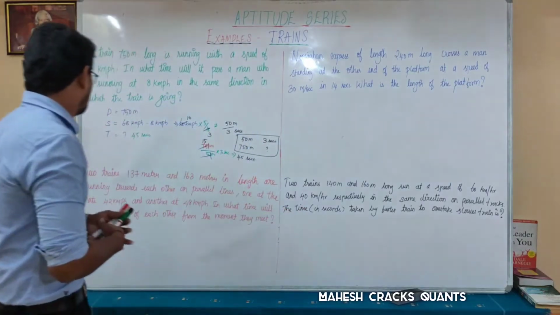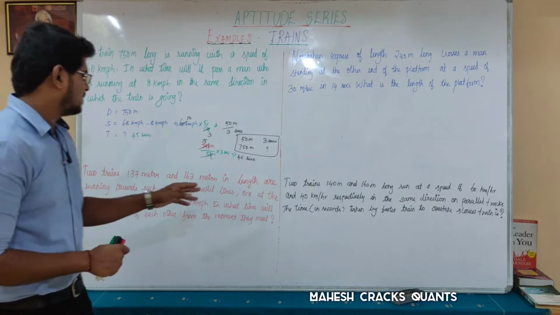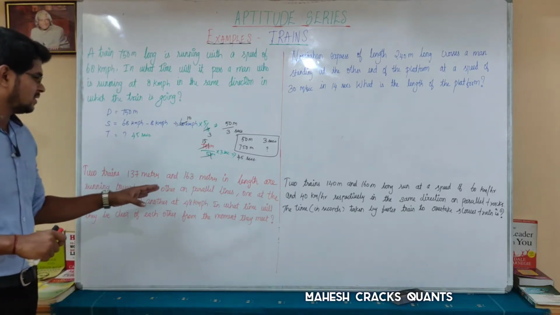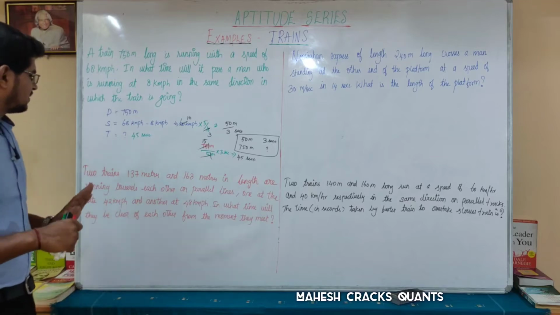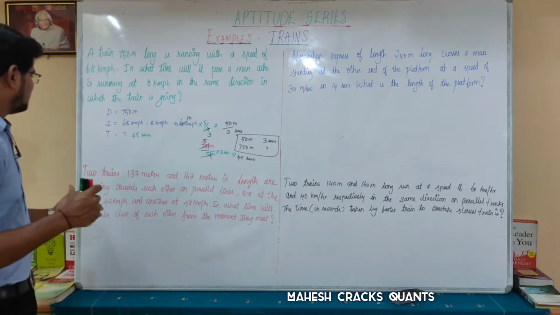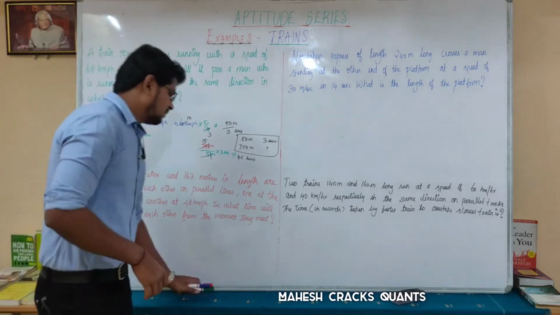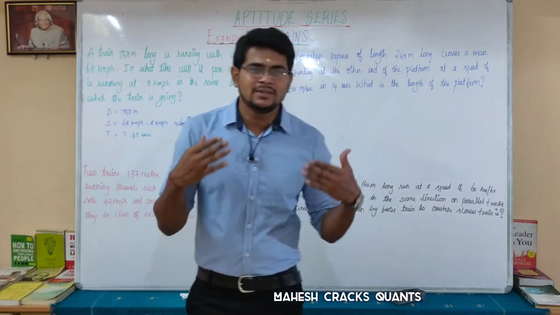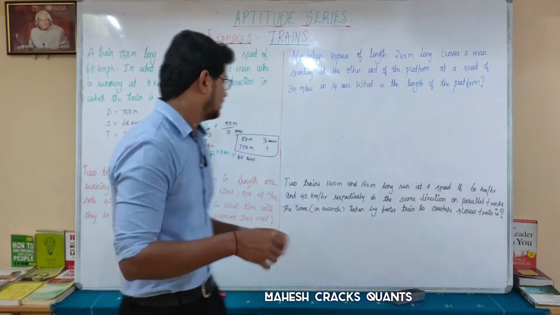The next question is, two trains 137 meters and 163 meters in length are running towards each other on parallel lines, one at the rate of 42 km per hour and another at 48 km per hour. In what time will they be clear of each other from the moment they meet? It is nothing but the time they take to cross each other.